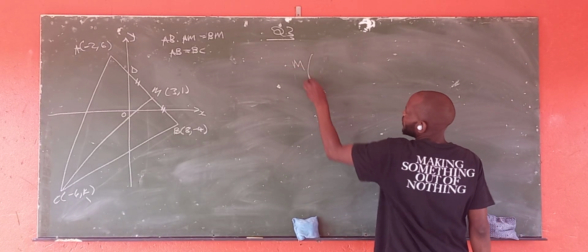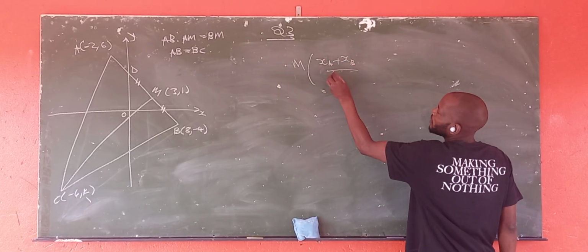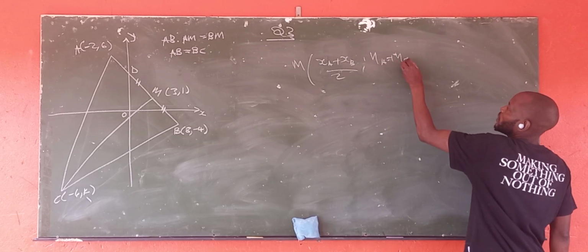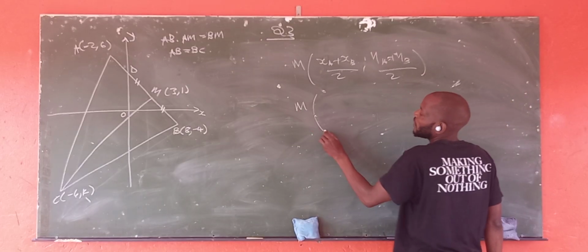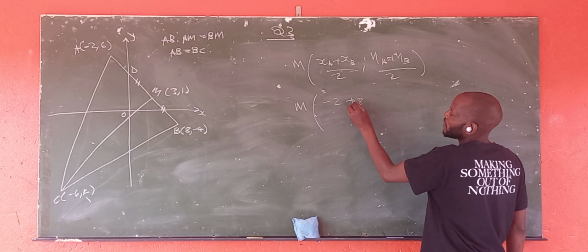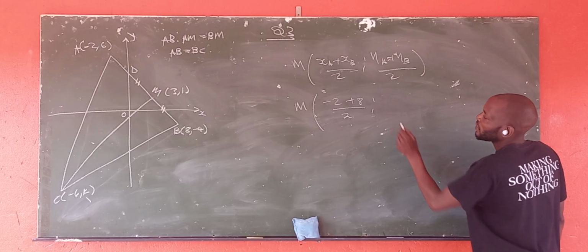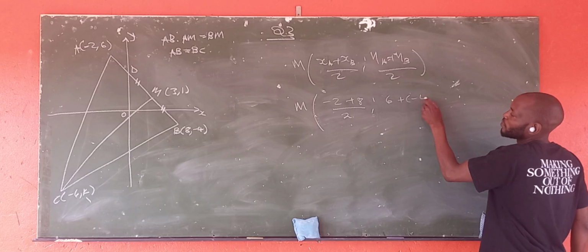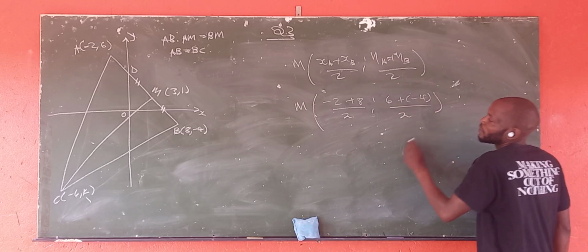The coordinates of M would be x at A plus x at B divided by 2, and y at A plus y at B divided by 2. This is the midpoint formula. Therefore, x at A is minus 2 plus 8 divided by 2, and y at A is 6 plus minus 4 divided by 2.